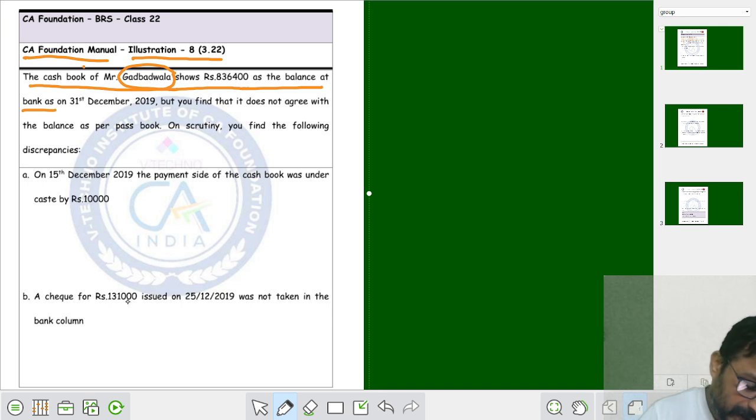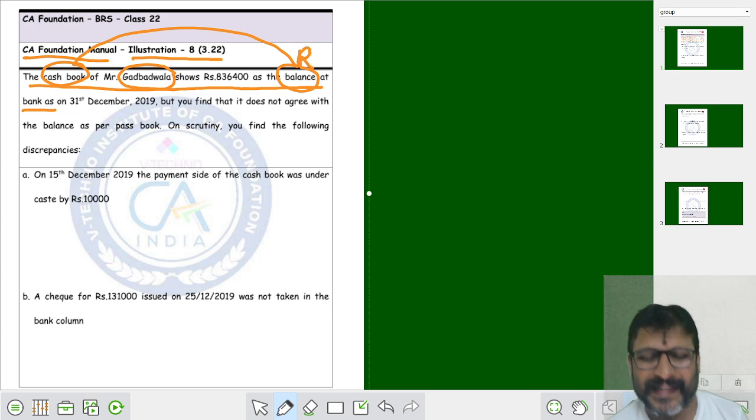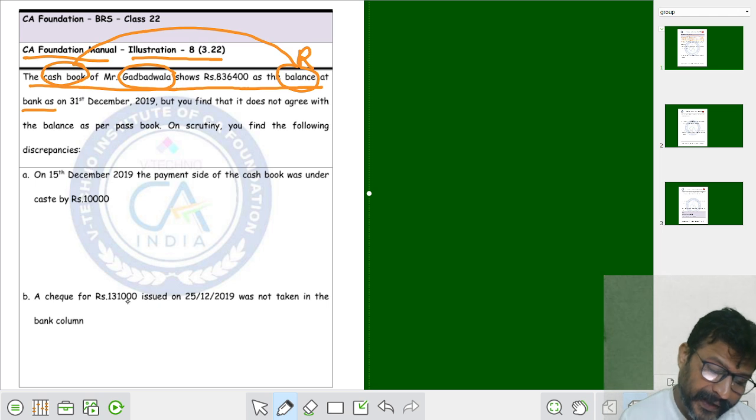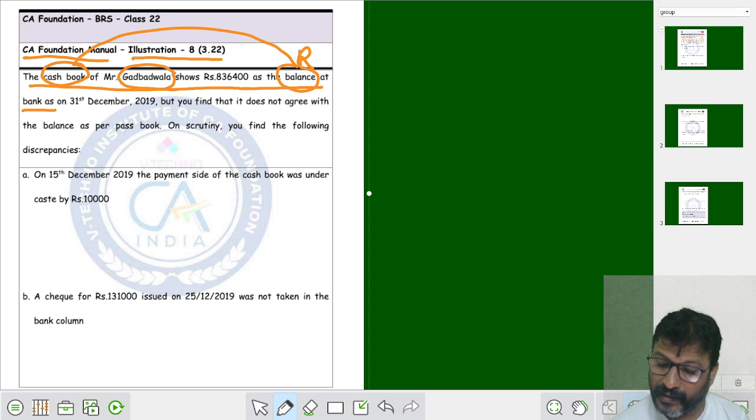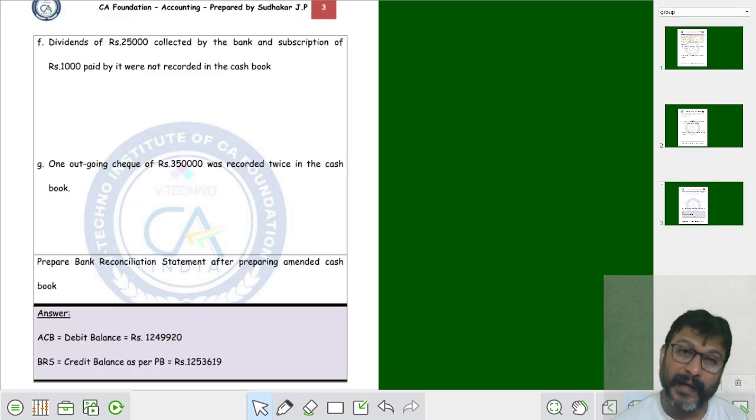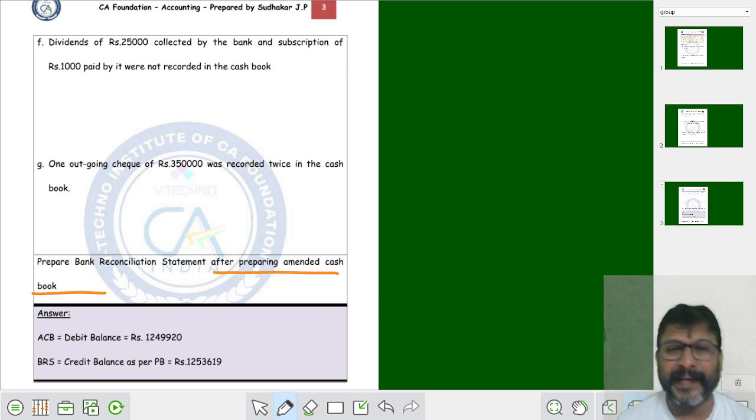My dear kids, which book is it? Cash book. Cash book shows what? Balance. Balance means what? Receipt. It does not agree with the passbook balance. On scrutiny, you find the following. See, there are so many points in the problem, A, B, C, like that up to G. What are we supposed to do, my dear kids? Prepare bank reconciliation statement after preparing the amended cash book.